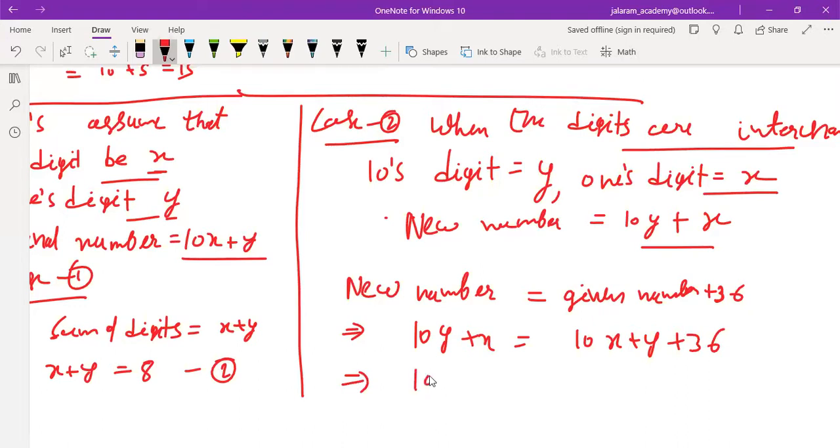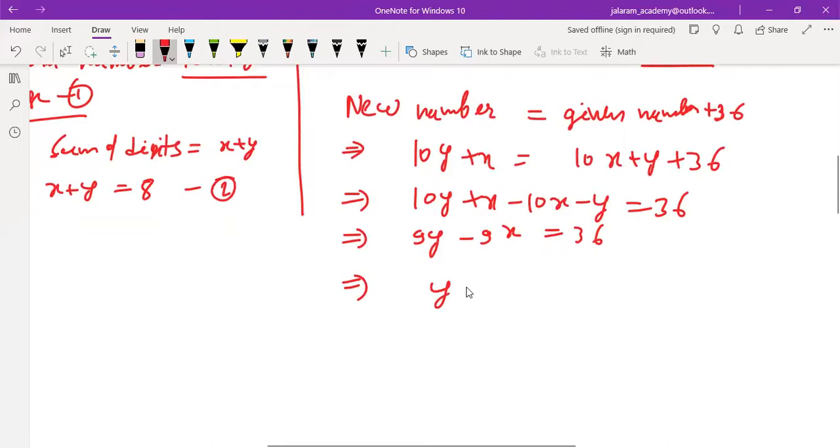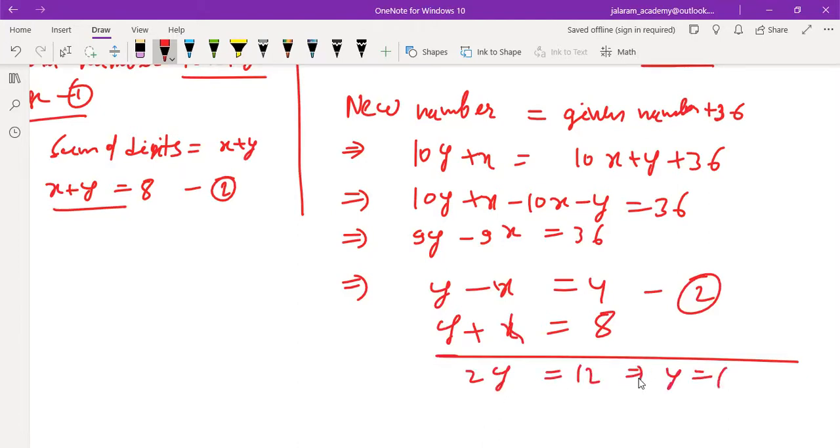So when we take them to the same side, 10y plus x minus 10x minus y equals 36. It implies 10y minus y is 9y, x minus 10x is minus 9x, equals 36. Divide the whole equation by 9. So we get y minus x equals 4 as equation number 2. And the first equation was y plus x equals 8. So add them, x will be cancelled out. 2y equals 12, means y equals 6.